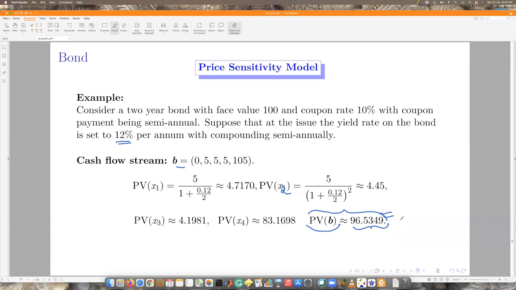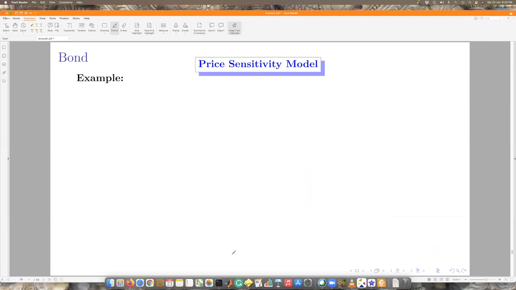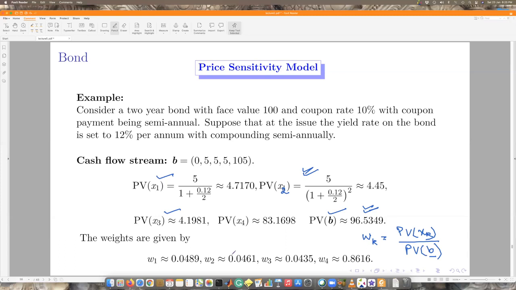Now we will go to calculate the weights. How are weights given? Recall, weights are nothing but PV of XK divided by PV of the entire cash flow. So W1 is this divided by this. W2 is this divided by this, and so on. W3 is this to this. W4 is PV of X4 divided by PV of B. So you can add them up. Obviously, they will add up to 1. So we got all the basic parameters.